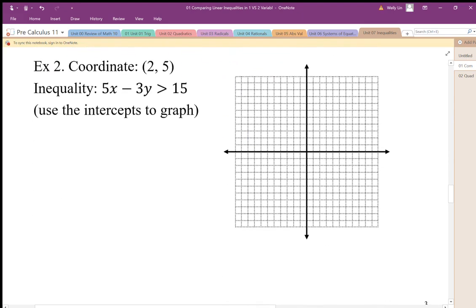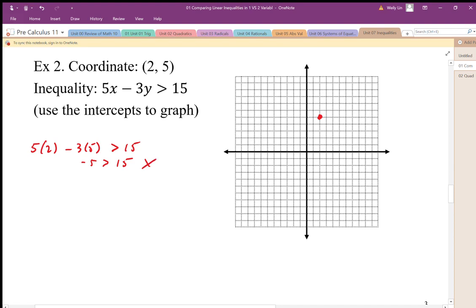So here, let's test this coordinate. 2 and 5. Okay, x is 2, y is 5, so that's going to be (2, 5) right about there. I plug it into my inequality. I get 10 minus 15 is negative 5, bigger than 15? No, that doesn't work. So that is not part of my solution set.